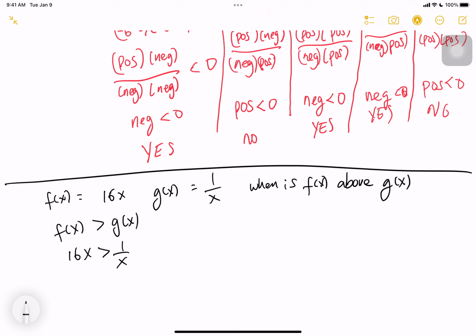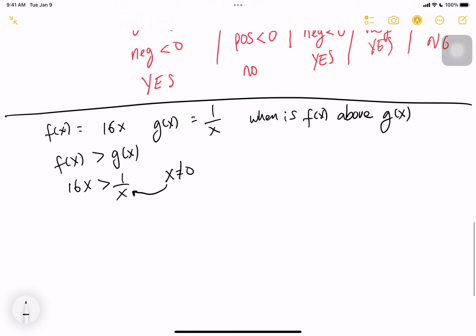Unfortunately, well, you can do that, but you have to remember that x cannot equal 0 because this fraction right here has an x in the denominator. Its domain is x cannot equal 0. If you remember that fact, that's fine. But generally, to avoid that problem, what we do is we keep the fraction.